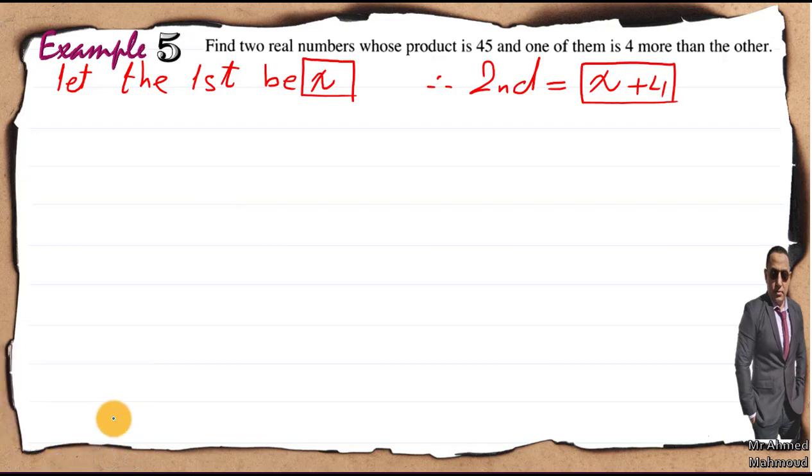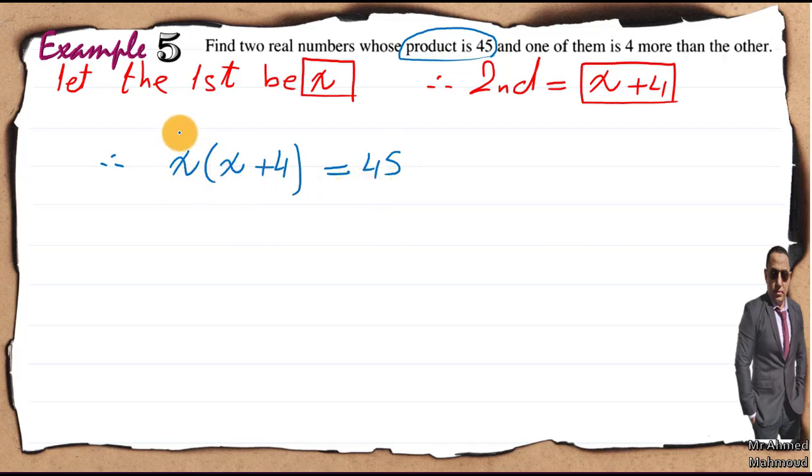Now I am going to create the equation. Two real numbers whose product means multiply. Okay, so the first multiplies the second equals 45. Therefore x times x plus 4 equals 45. The product equals 45 means the first times the second equals 45. Okay, this is an equation.